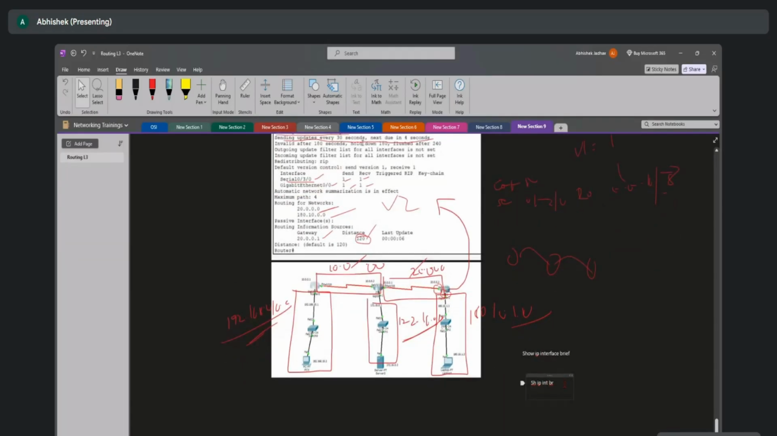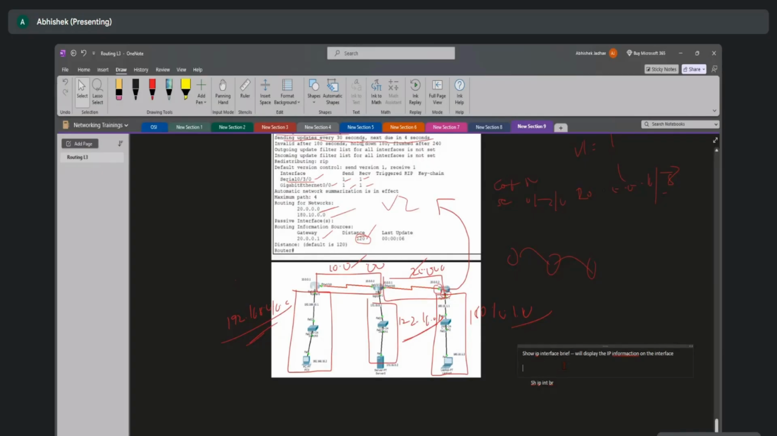What does this command do? Right, this command will display IP information on the interface, right? So that's what it is going to do.